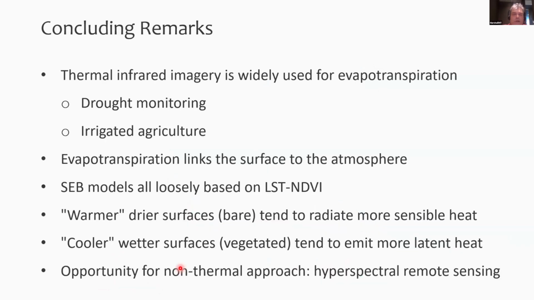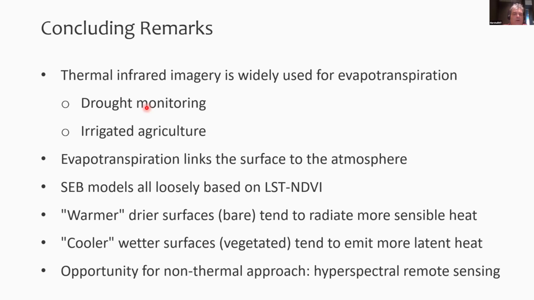So in conclusion, thermal infrared is widely used for evapotranspiration estimation. In agronomy, in my field, it is usually used for drought monitoring and irrigated agriculture planning and management. Evapotranspiration is unique because it is not only a primary component of the surface energy balance, it's also linked to the water balance, both in the atmosphere and on the surface.